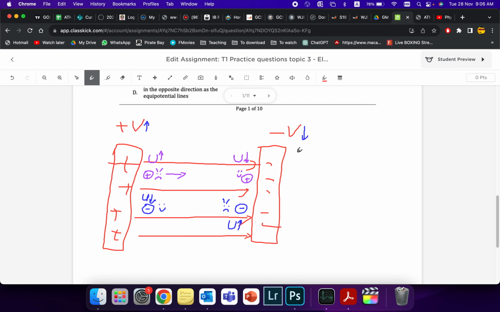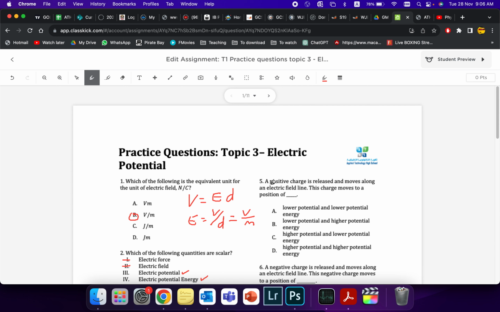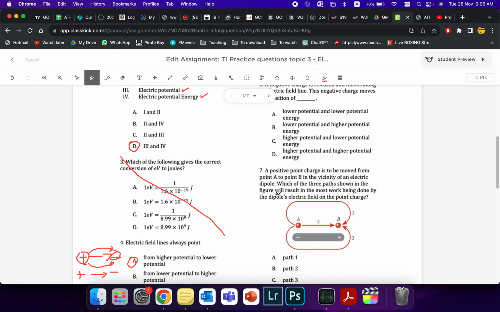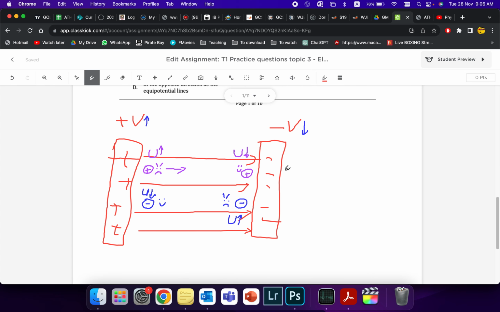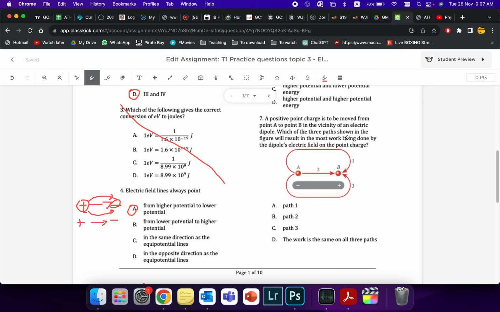So, based on this drawing, let's answer the question. A positive charge moves along the electric field line. What does that mean? It's literally going from plus to minus. It's following the field line. Okay, so these are the things that I know about it.